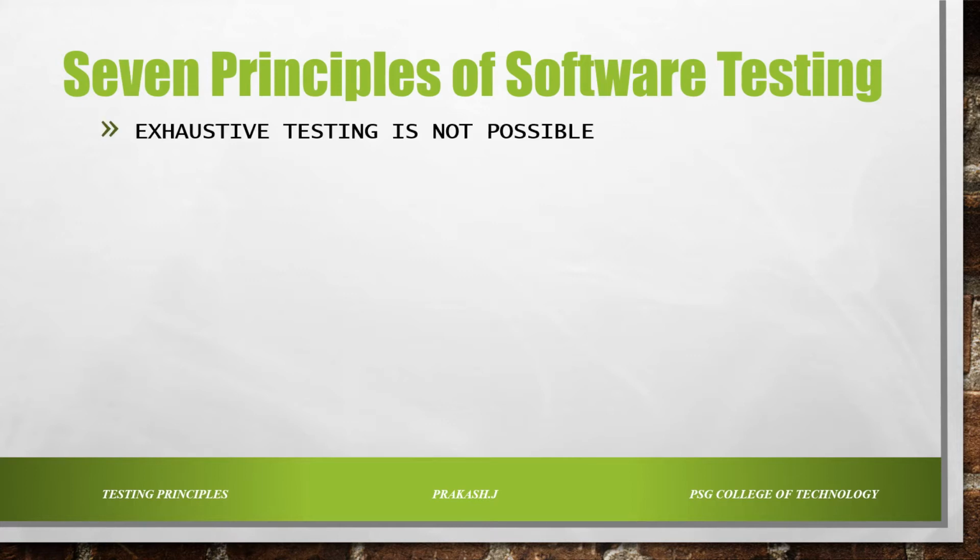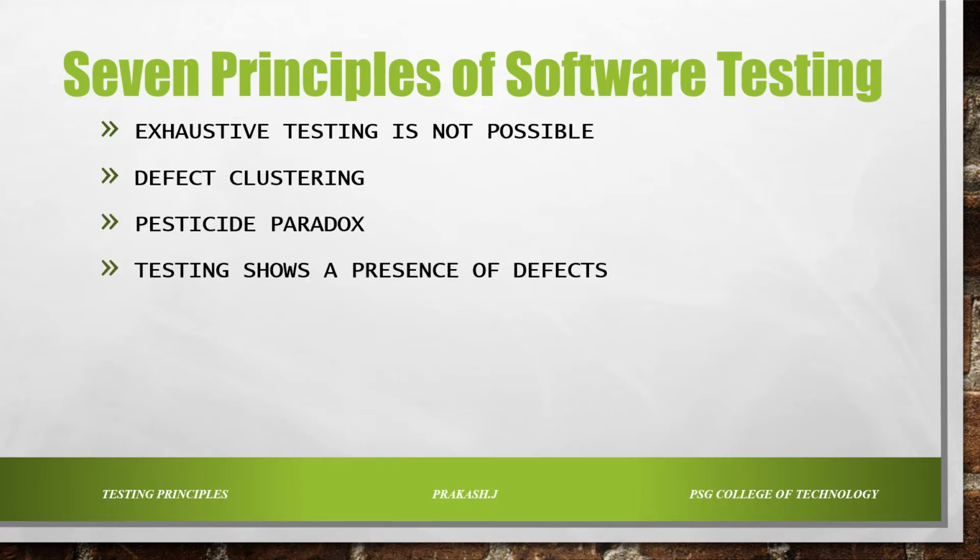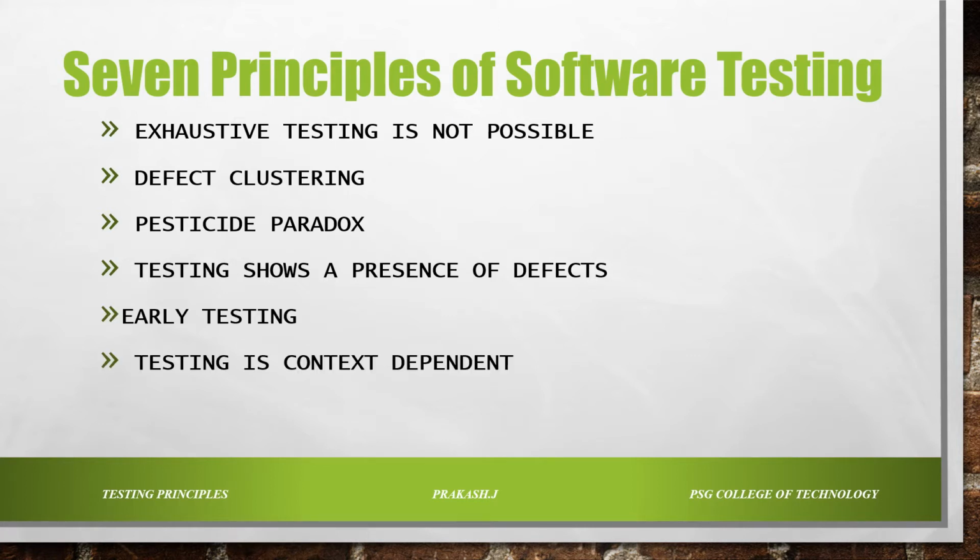Exhaustive testing is not possible, defect cluster, pesticide paradox, testing shows the presence of defects, early testing, testing is context dependent, absence of error. We will discuss the various principles in detail in the upcoming videos.